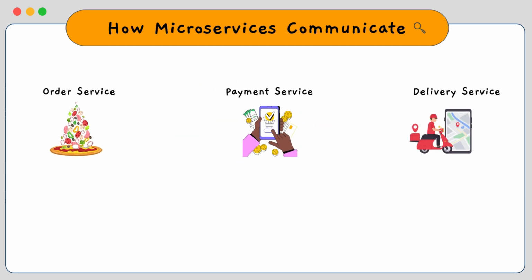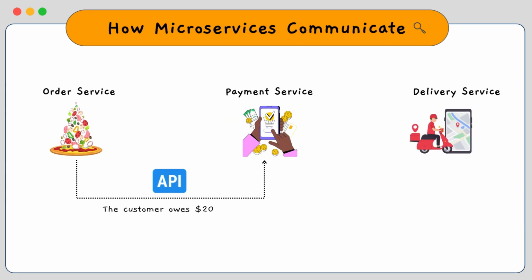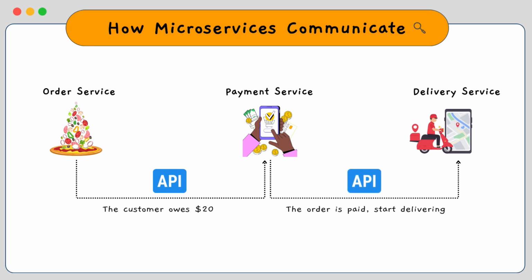For example, the order service tells the payment service the customer owes $20. Once the payment is confirmed, the payment service informs the delivery service, the order is paid, start delivering. It's all done with short, clear messages.